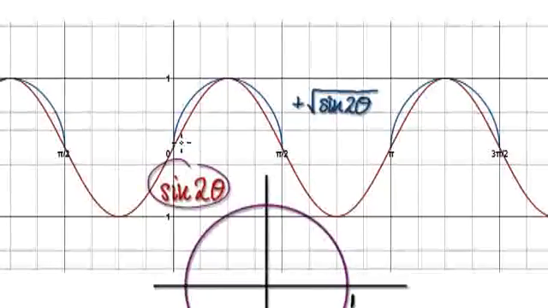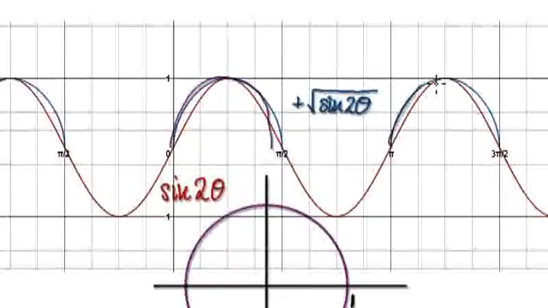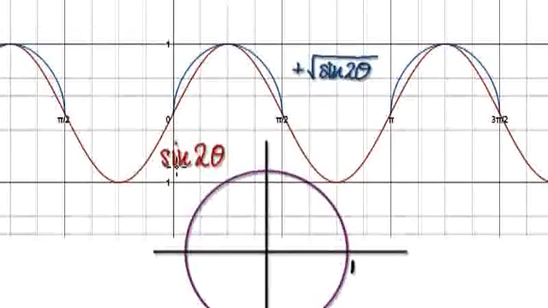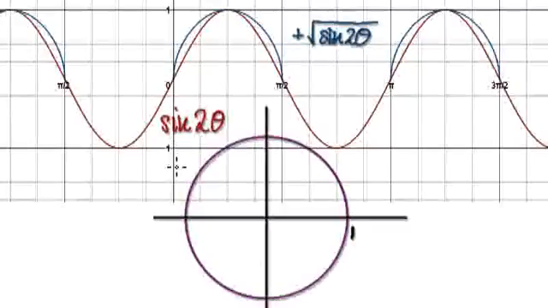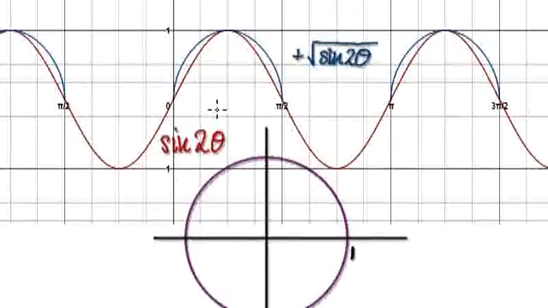When you square root the red line, which is a hump, you're going to get the blue line, which also happens to be a hump. So now that we've got the blue line, we can sketch a graph.